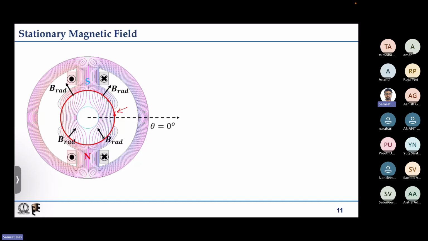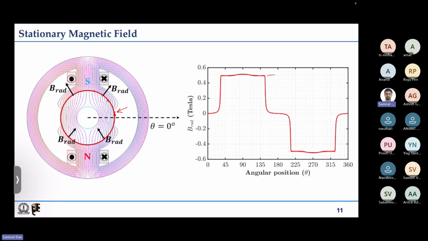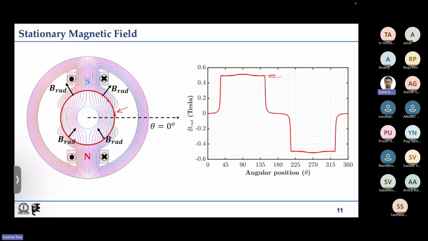So we assign a sign: if the flux direction is radially outward, we assign a positive sign to it. That is where it is positive here, around 90 degrees. And if it is radially inward, like in this case under the north pole, we assign a negative sign to it. So this is how we get the B distribution, and because the current is stationary, the B field in space also does not change. It remains the same if only some DC current is passed through this stator coil.